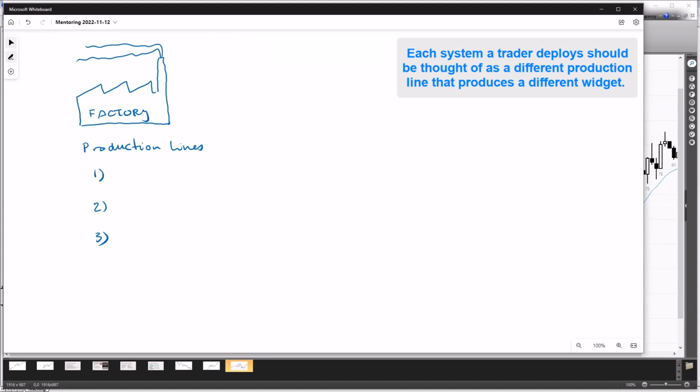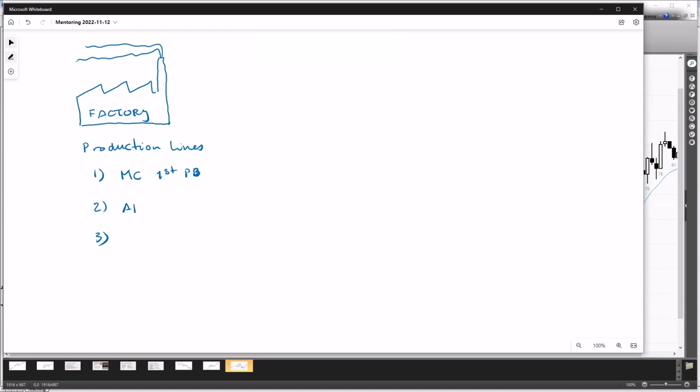Maybe the first one is called micro-channel first pullback. The second one is maybe regime change or always in flip first pullback. These are the names of those widgets. And then the other one is breakout plus follow through / reversal plus follow through. Could be either one of them.